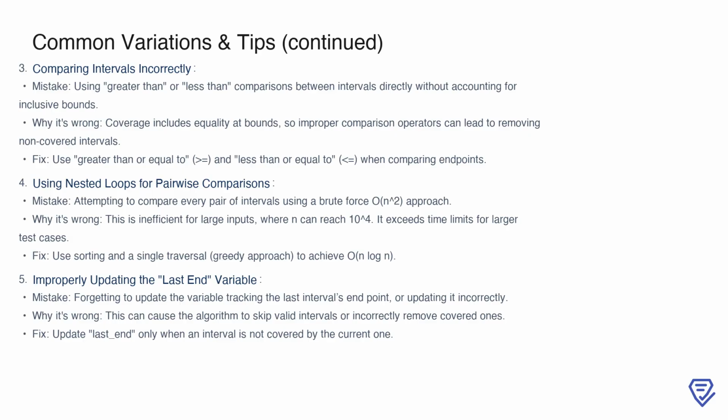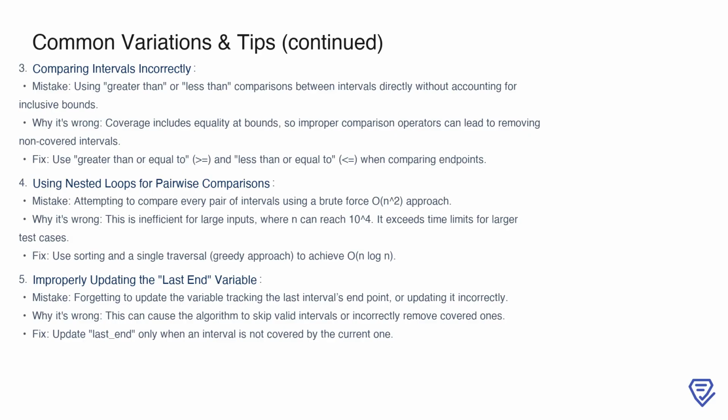Additionally, using nested loops to compare every pair of intervals is another mistake to avoid. While it may seem straightforward, this brute force approach has a time complexity of O(n squared), which becomes impractical for large inputs, such as when n reaches 10,000. Instead, sorting the intervals and using a greedy approach with a single traversal achieves a more efficient O(n log n) solution.